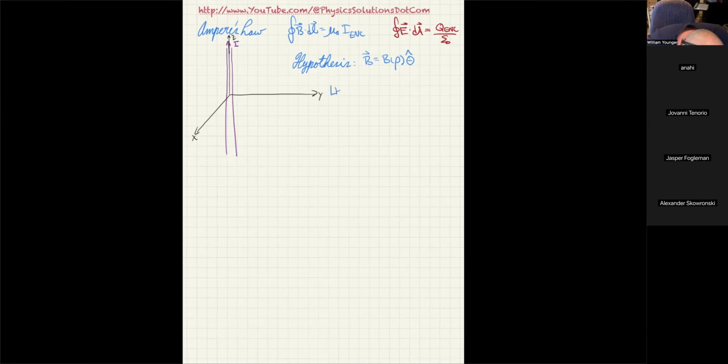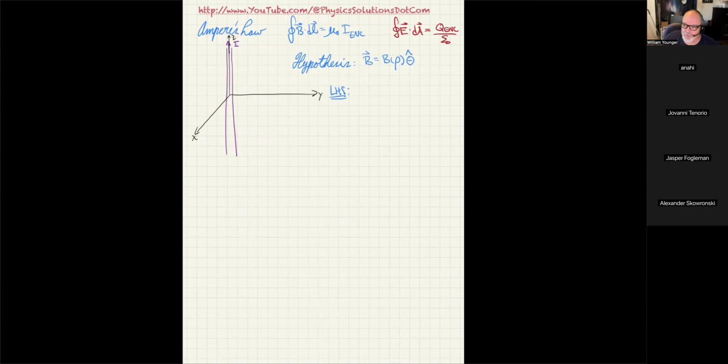Now I write out the left hand side, but before I can do the left hand side, I've got to come up with an Amperian loop. So before I came up with a Gaussian surface, now I'm coming up with an Amperian loop. Now the Amperian loop has to be a closed path. So it could be anything like this, as long as it starts and stops at the same spot. But in this case, because I want to be able to extract that magnetic field out of the integral, I need the magnetic field to be parallel to the differential line element on that path at every point.